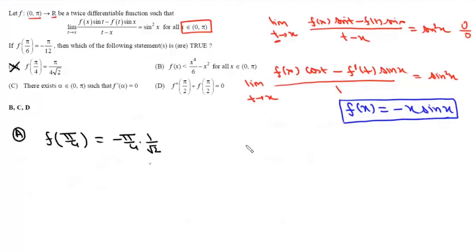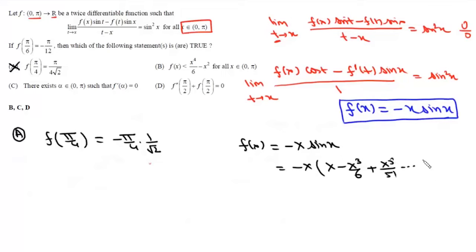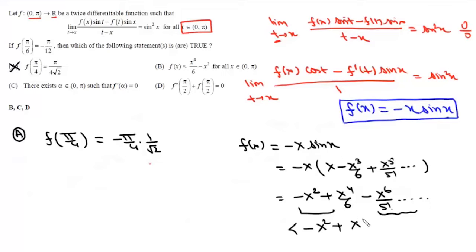Now we know that f(x) is minus x sin x, and sin x is x minus x cube upon 6 plus x to the power 5 upon factorial 5. Now this is minus x square plus x to the power 4 upon 6 minus x to the power 6 upon factorial 5. Now it is this expression minus some value. That means it is always less than minus x square plus x to the power 4 by 6. That means this option B is correct.